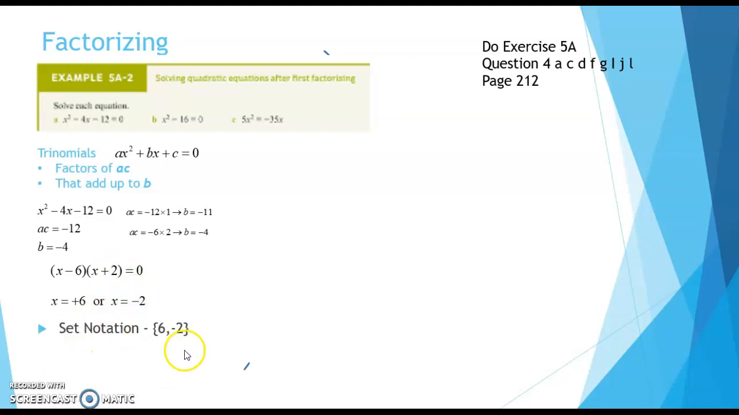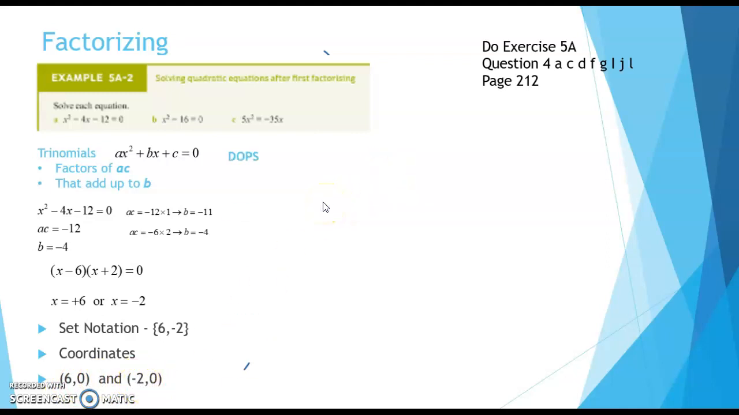Don't forget we need to practice our set notation. So using round curly brackets, that's 6, comma, negative 2. So that's actually 2 points. Or as coordinates, remember we would use the round brackets, and that's (6, 0). When y equals 0, x equals 6. When y equals 0, x equals negative 2.